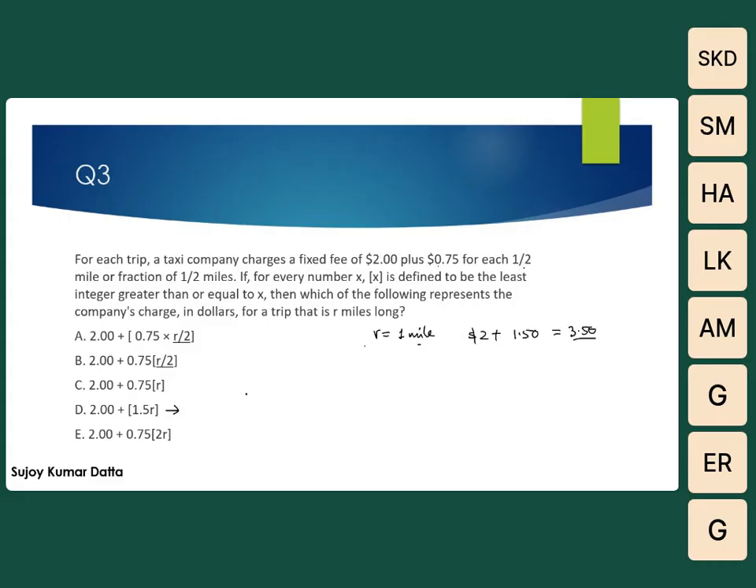So what does this one give us? Let's say our r is 1. So box of 1.5. The box function of 1.5 would be 2. So this is 2 plus 2, 4. So that is excess. That's wrong. What about this? 2 plus 0.75 times 1. So box of 2 is just 2. So 2 plus 2 times 0.75. So that's 1.5, sorry. So that's 3.50. That matches with our calculation. So it is the fifth option.